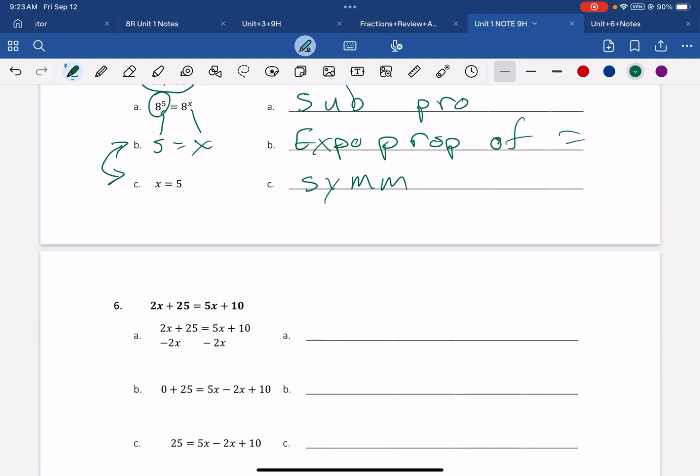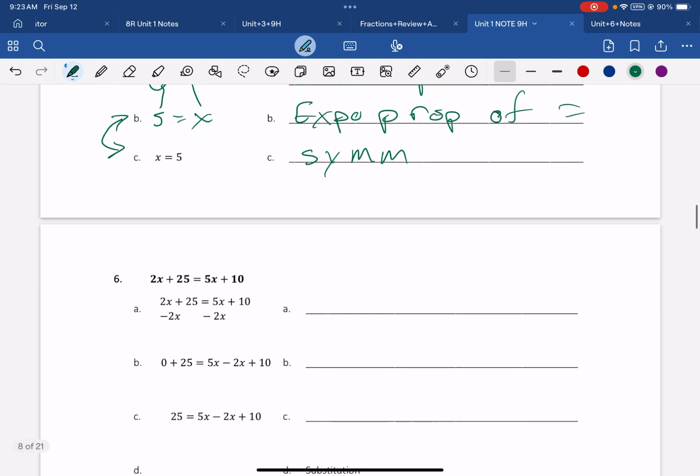Oh, I can't believe we have so many examples of this. Okay, last page of notes. First step, I see that they minused 2x both sides, so that is an additive property of equality or a subtractive property of equality. I think it works either way. I'm going to write subtractive property of equality.